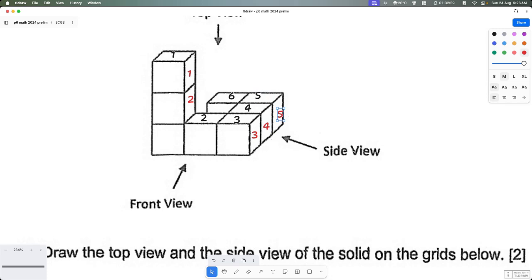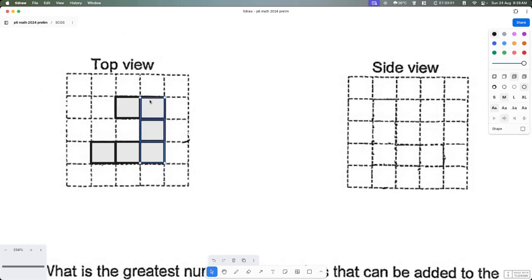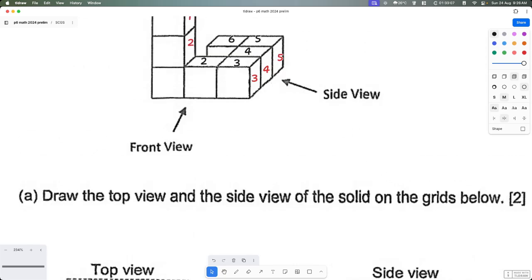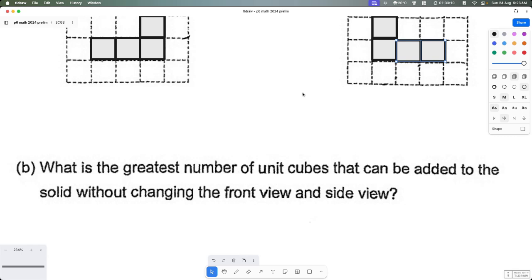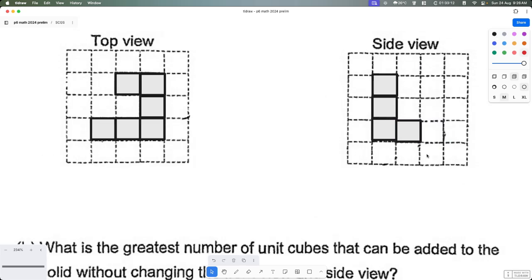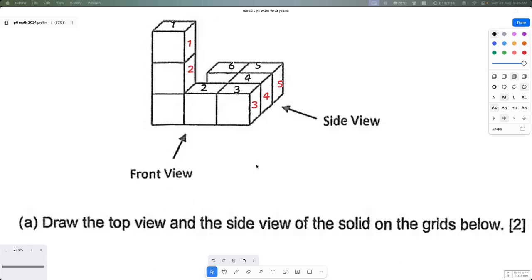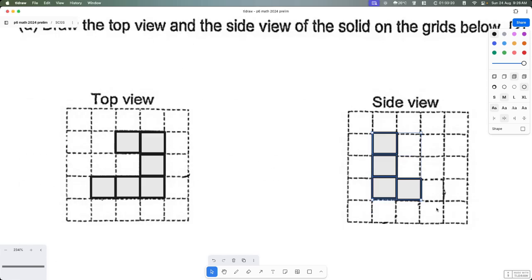So 1, 2, 3, and then 2. Something like this. So you don't need this one. So the answer will look something like this. Here you go. So 1, 2, 3. Oh, correct, you need the other one as well, like this.